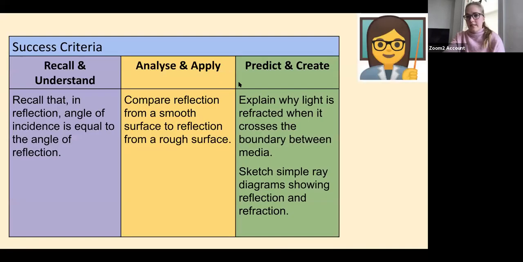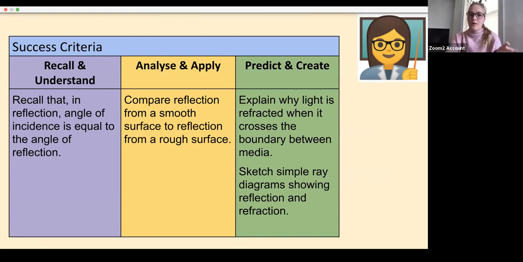So the success criteria for today. By the end of the webinar, you guys will know a little more about reflection. You will know that in reflection, the angle of incidence is equal to the angle of reflection. You will be able to compare reflection from a smooth surface to reflection from a rough surface. You will be able to explain why light is refracted when it crosses the boundary between media. And you will be able to interpret some ray diagrams showing what happens in reflection and refraction.